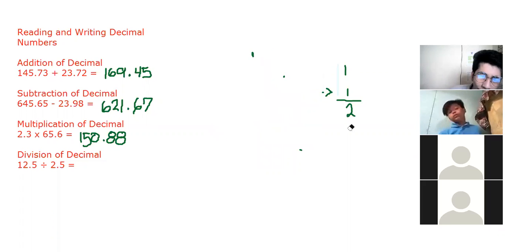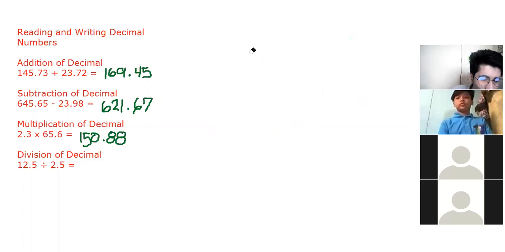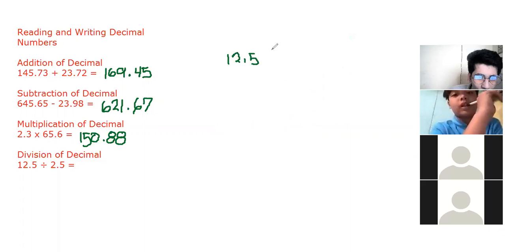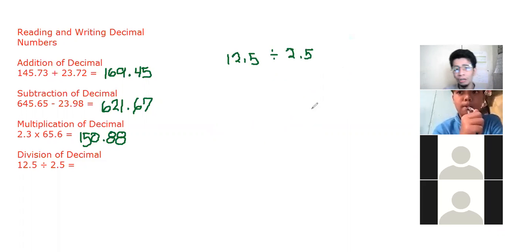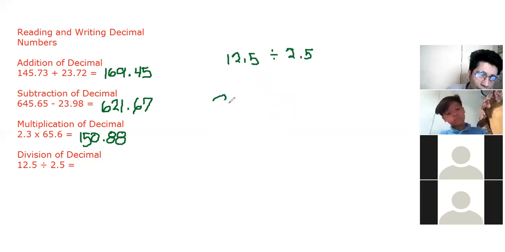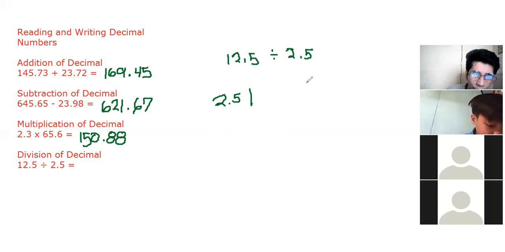Anong sagot nyo dito sa division na to? What is your answer here? Anong sagot nyo, class? 5, sir. 5? Okay. Meron tayong 12.5 divided by 2.5. So, dito, si 2.5 nasa labas. Then, si 12.5 nasa loob.